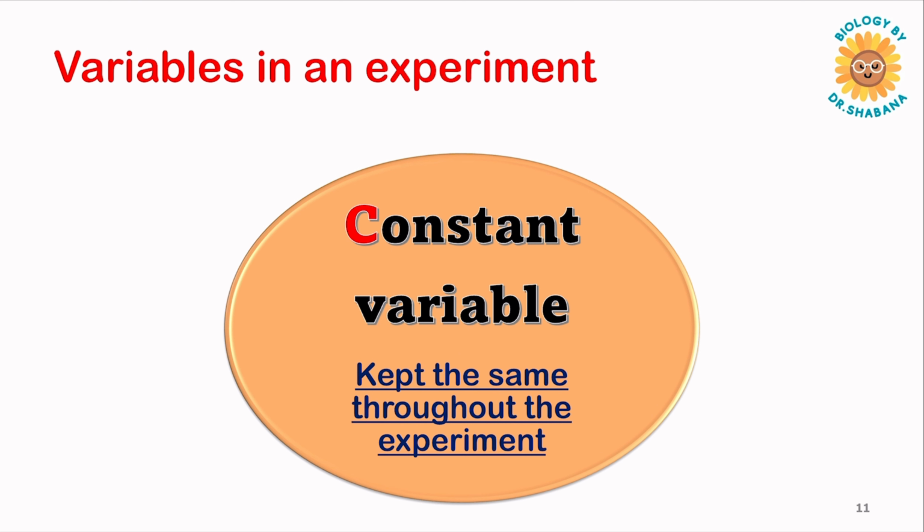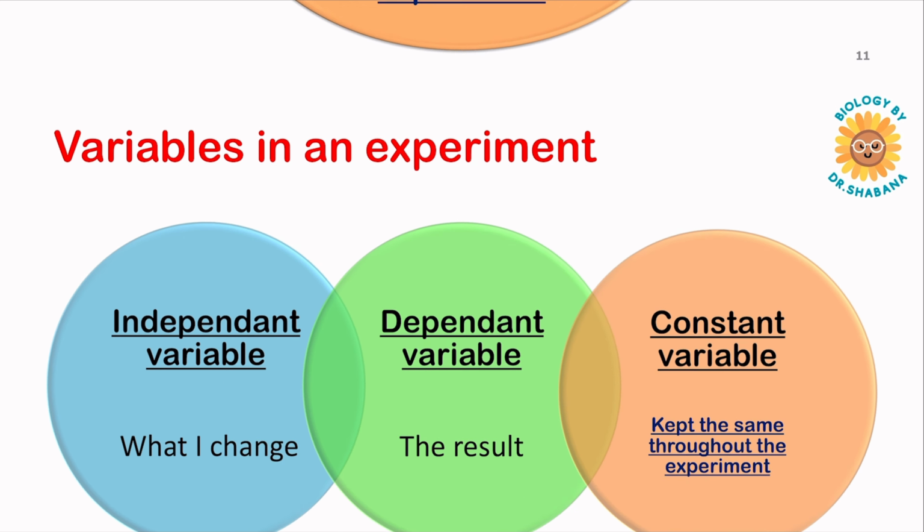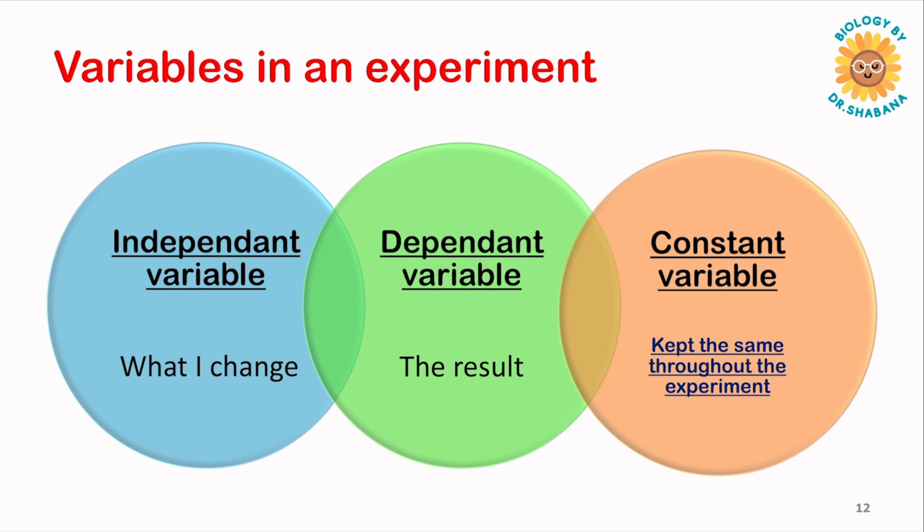So how do I make sure that each time I do the experiment, everything is kept the same except for the thing that I'm testing for? So what do we do? There are many things, and we'll be keeping them constant. And these are known as constant variables, pre-planned before the experiment. Now the variables in an experiment: independent, dependent, constant. What I change, the result, and what I keep the same.